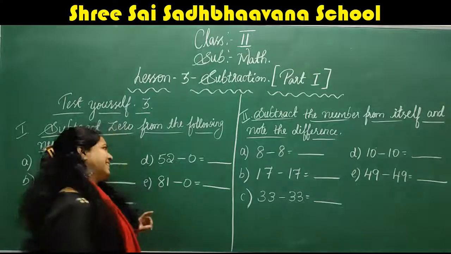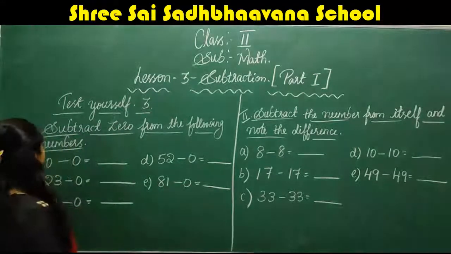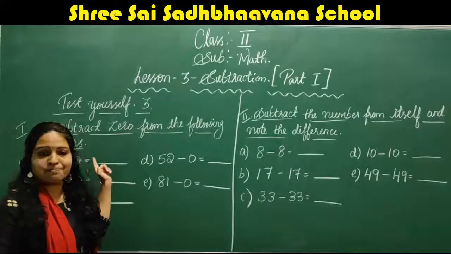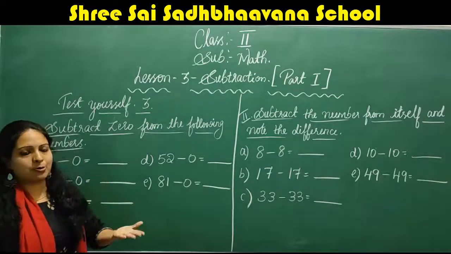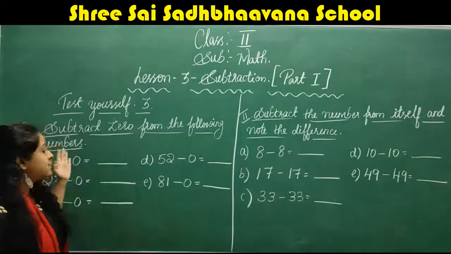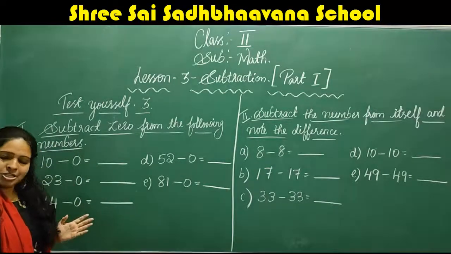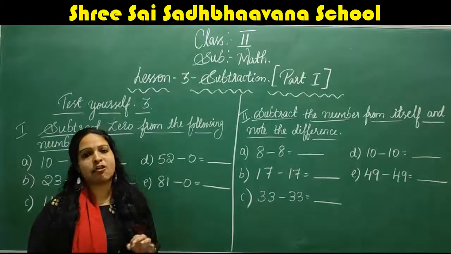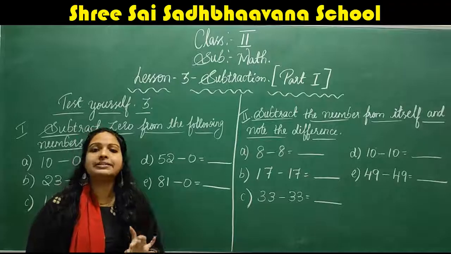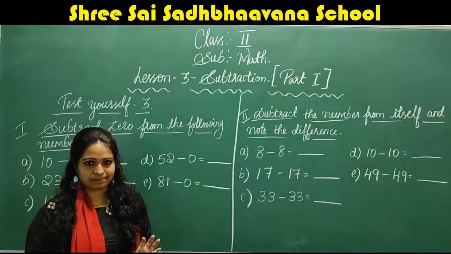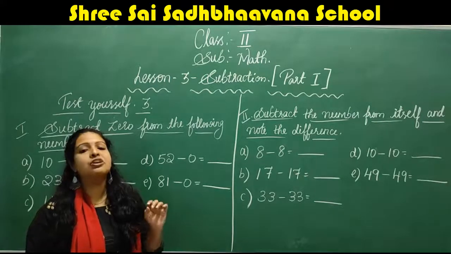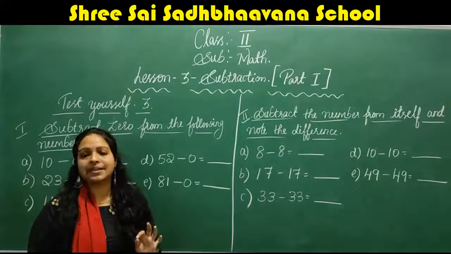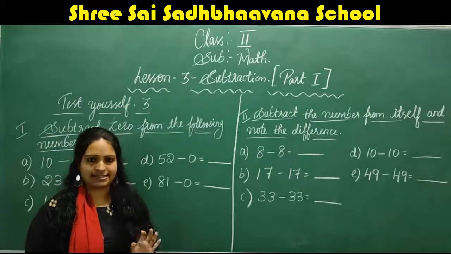I hope yes. Let us see the first main. Subtract 0 from the following numbers. What do you have to do here? You have to subtract 0 from the given numbers. Let me tell you, children, before doing this sum, when you are subtracting 0 from any number, you will get the same number as the answer. Let me repeat once again.